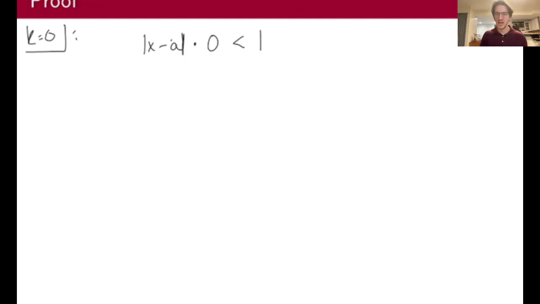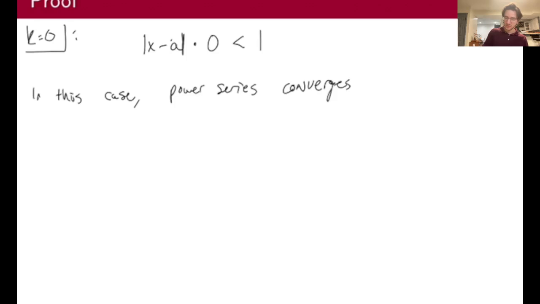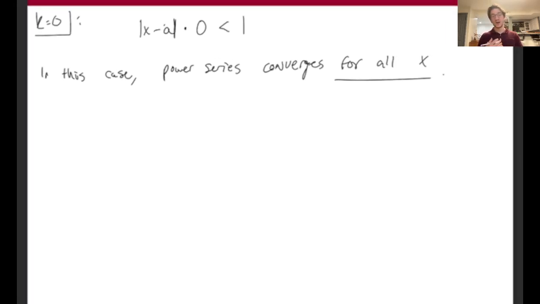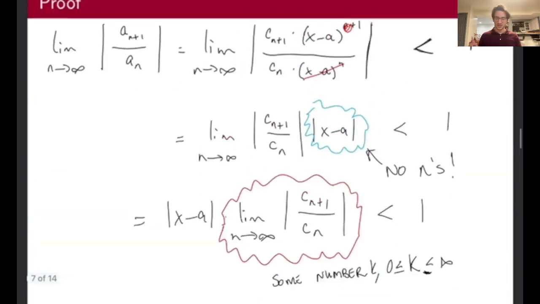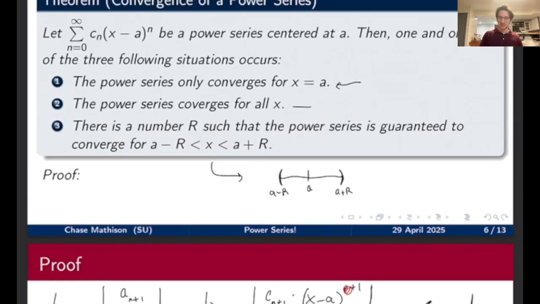And what x's does this happen for? All x, right? No matter what x is, on the left-hand side, I get x minus a times 0. That's 0. That's always going to be less than 1. So in this case, the power series converges for all x. It doesn't matter what x is. I'm always going to get something less than 1 from the ratio test in this case when k is 0. Okay. So this is sort of the best possible case. This is actually case number 2 in the statement of the theorem up here. That looks like this case right here.